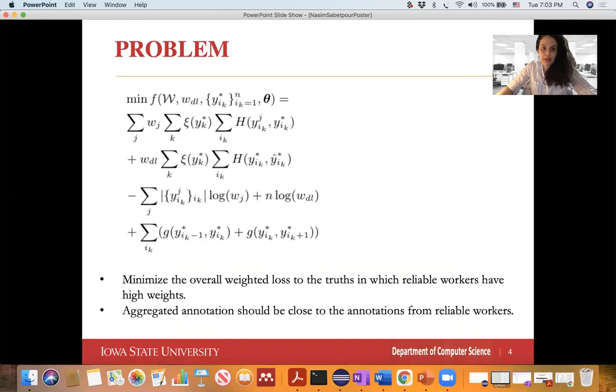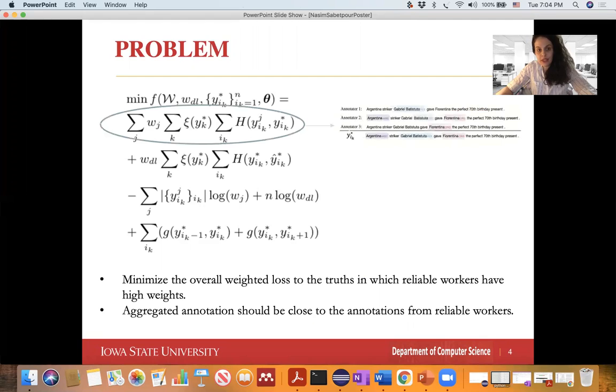We formulate our problem as an optimization problem with respect to W, which refers to the weight of the workers, W_DL, which is the weight of the machine learning model, Y_ik star, which is the aggregated annotation, and theta, which is the parameter of machine learning. The first term here is the weighted cross-entropy loss function, or we can say the weighted loss function, between the aggregated annotation and each worker's label.